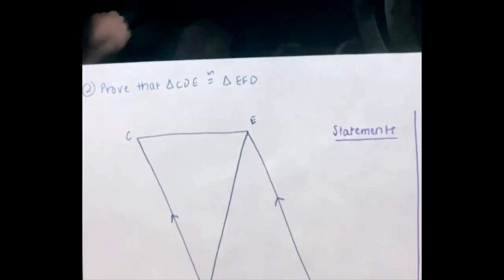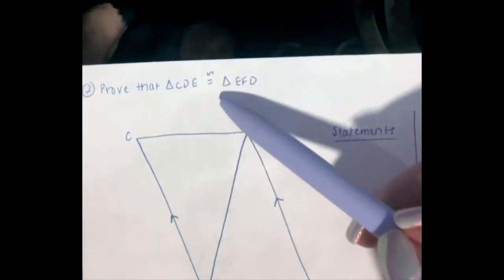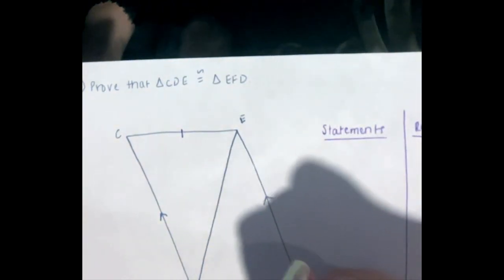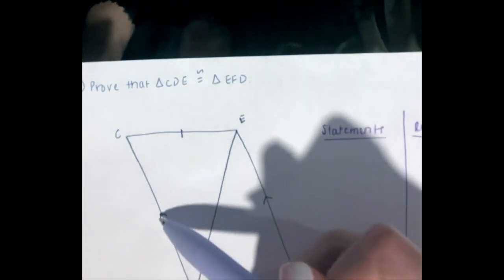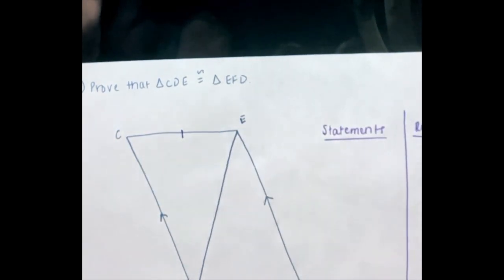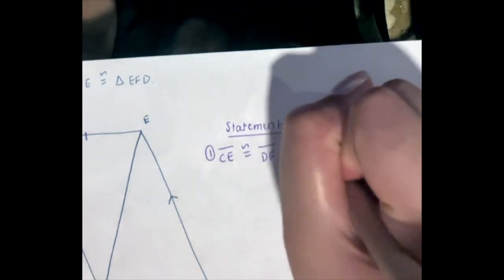In this example, we are going to prove why triangle CDE is congruent to triangle EFD. We also have the information that this line segment is going to be congruent to this line segment, and this line segment is parallel to this line segment. So let's start with the givens. We have that line segment CE is congruent to line segment DF, and that's because it is given.